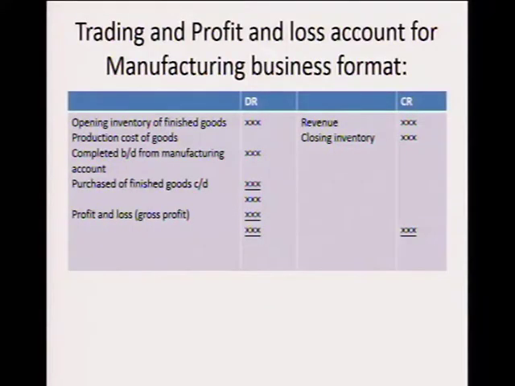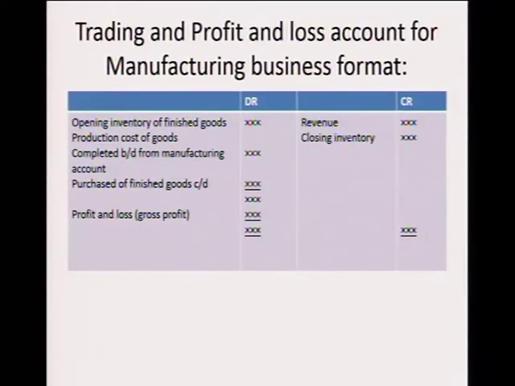And then again, once you have done a manufacturing account, they will ask you to do a trading account based on the figures that you were given. Now, this is a format of doing a trading account for a manufacturing business. Now, you have the opening inventory of finished goods. It's also very important to just memorize this format. You just write opening inventory of finished goods. You go into the given information, take the amount, put it on the debit side. We have the production cost of goods completed. This you will get from the manufacturing account.